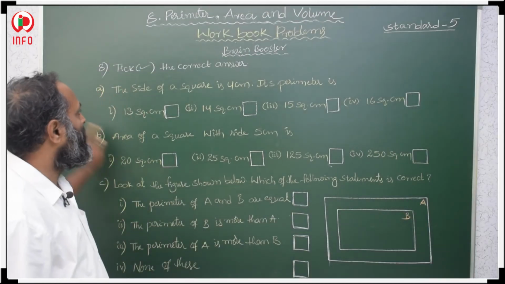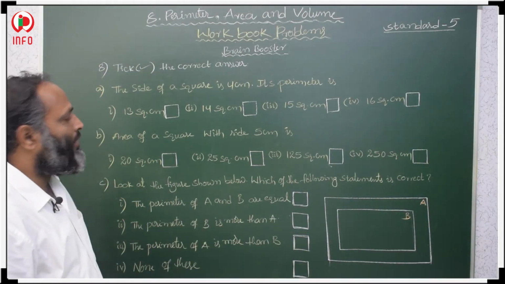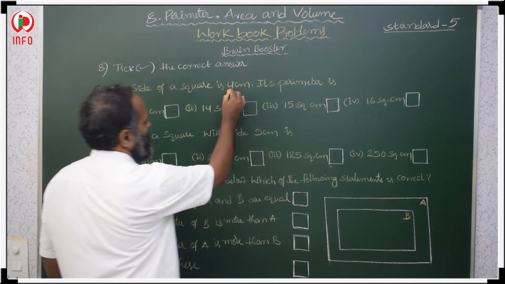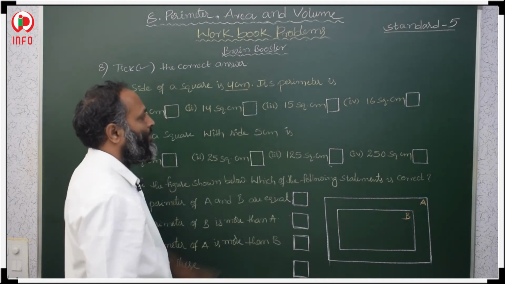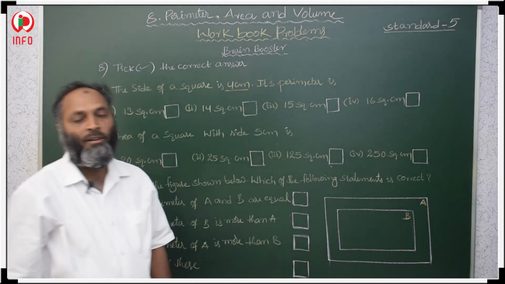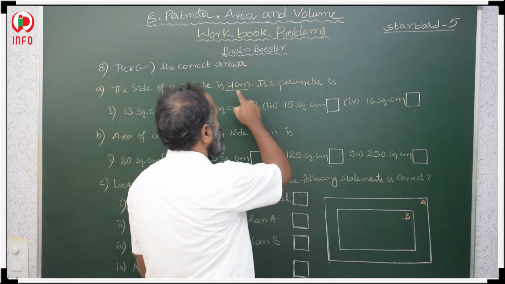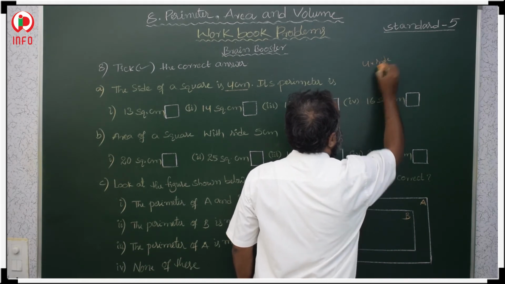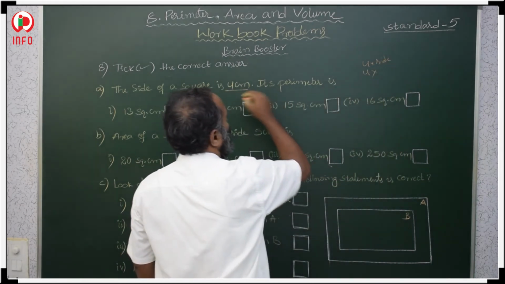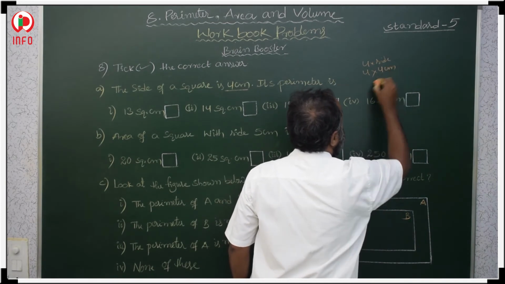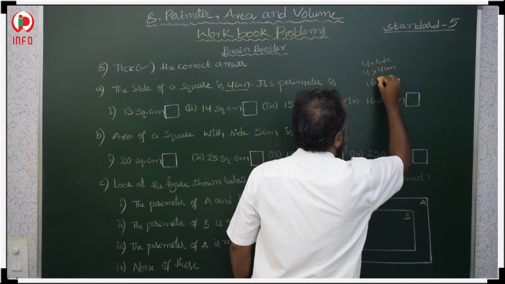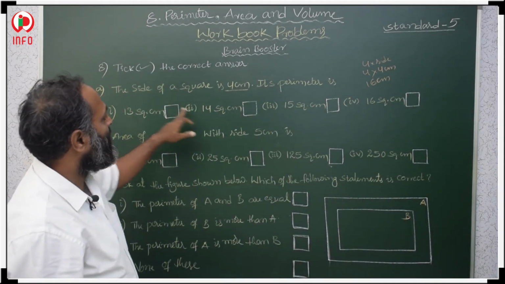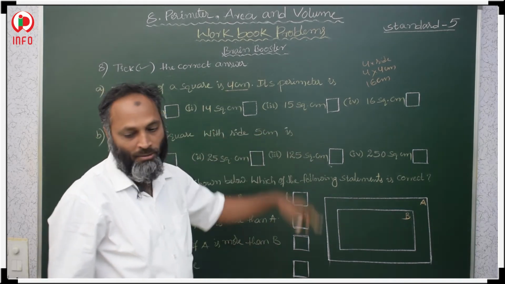Now next, in the brain booster 8th question, take the correct answer. First question, the side of a square is 4 centimeters. The square side is given, so what is the perimeter? Whenever perimeter is asked, we have to multiply the side with 4. 4 into side, what is the side here? 4. 4 into 4 centimeters, 4 fours are 16 centimeter. 16 centimeter is the right answer.